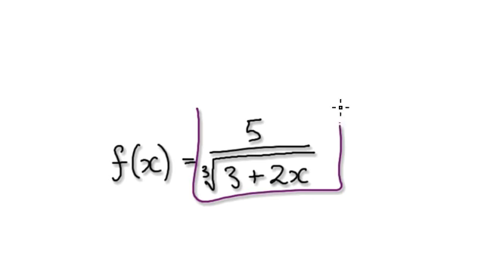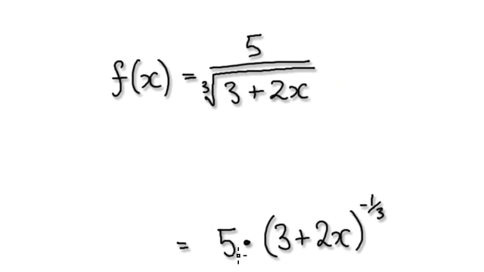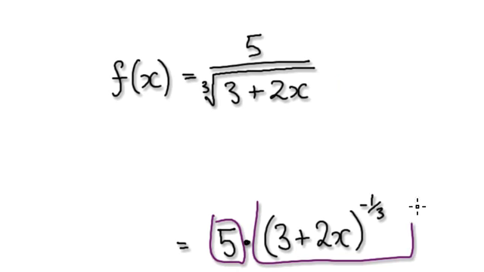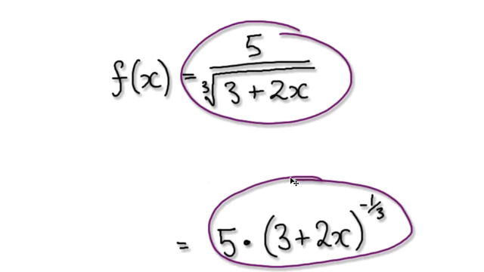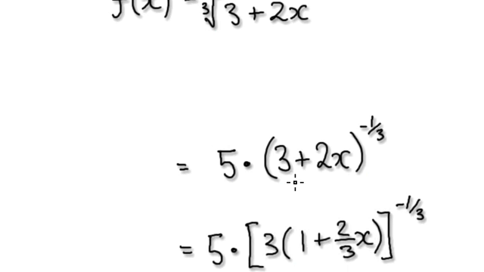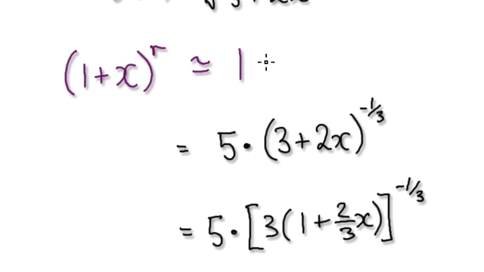Okay, so to do this here, rewrite this thing here as this. So here you've got one block multiplying with another block. This thing here is exactly the same as this. Okay, so once you're here, remember we want to get it in the form of 1 plus x to the power of r, because once it's in this form here, we can approximate it to 1 plus rx.